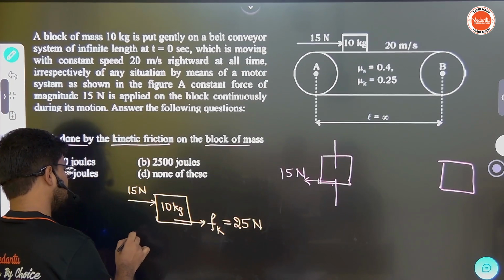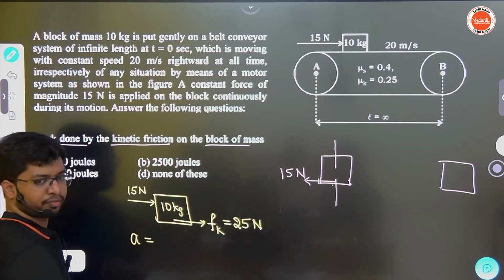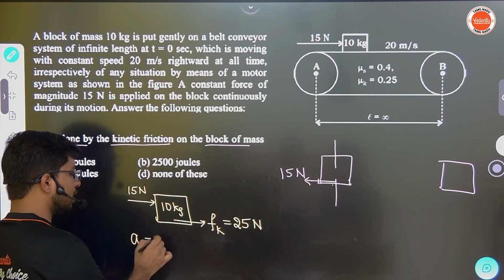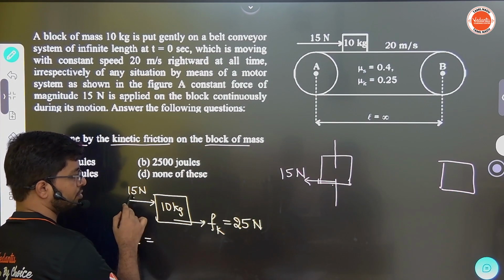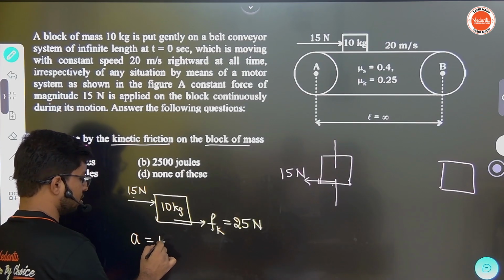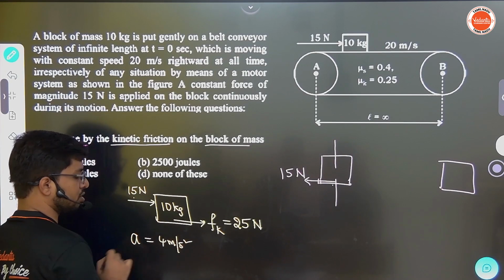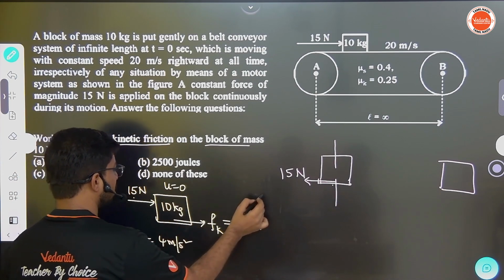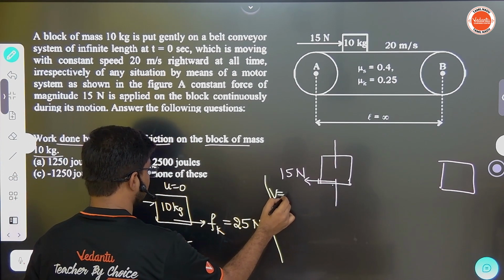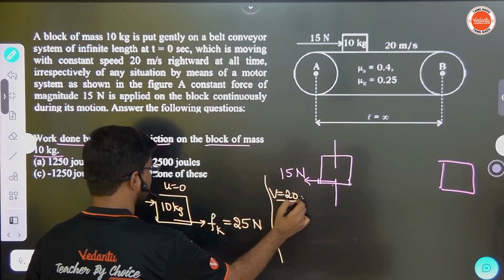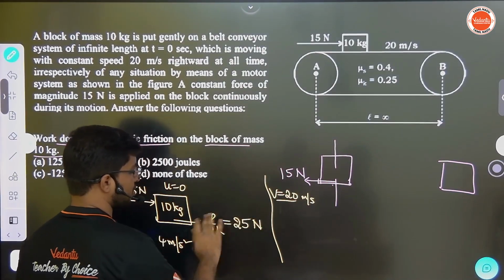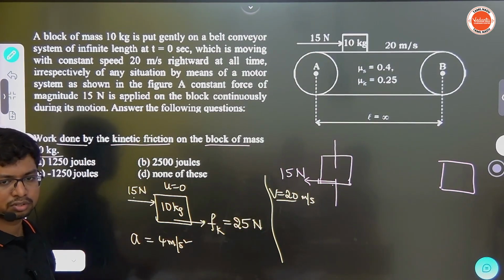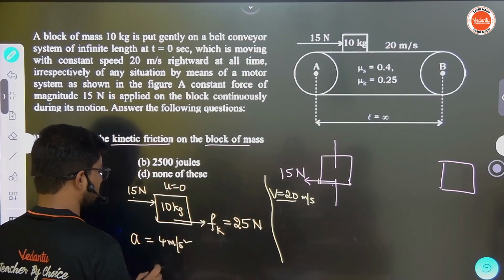What is the acceleration of the block here? Total 40 newtons acting on the 10 kg block. So it will be 4 meter per second square. Correct? And initial velocity is 0. After some time, once its velocity becomes 20 meter per second, this kinetic friction will become 0.